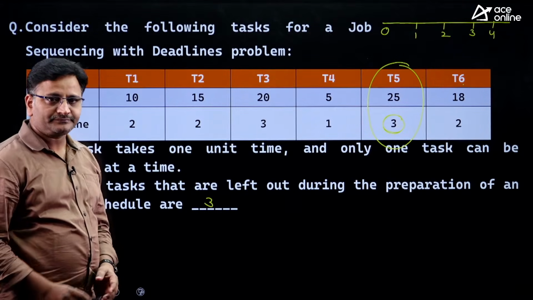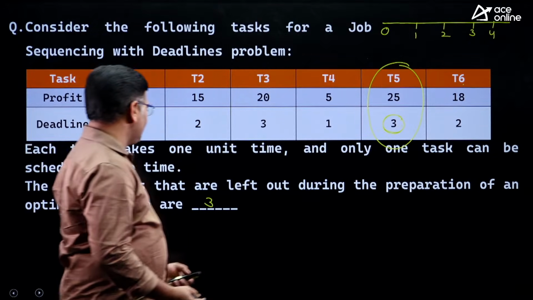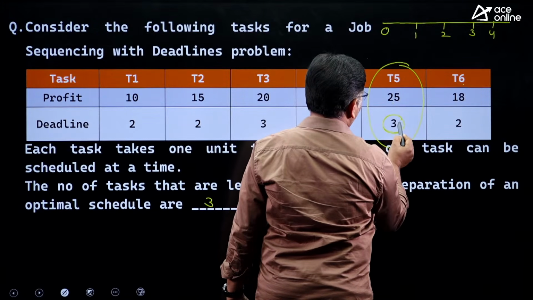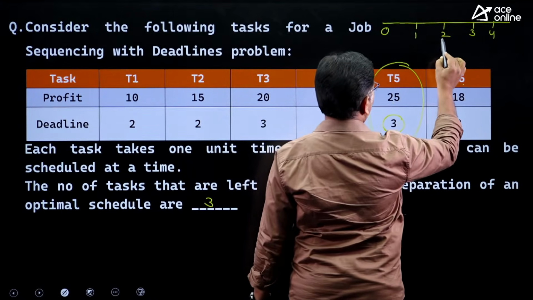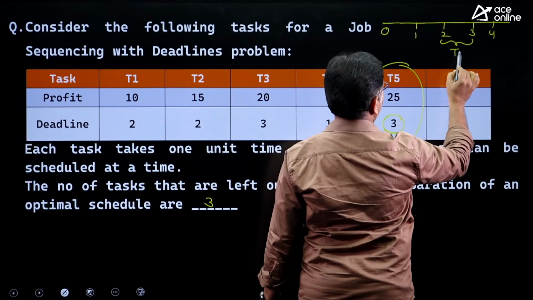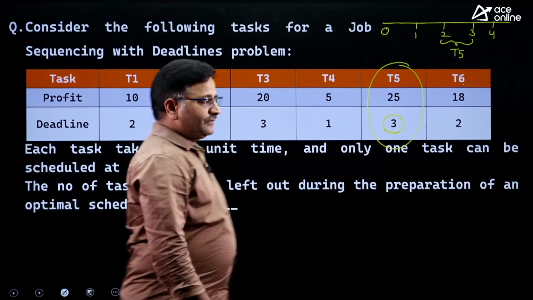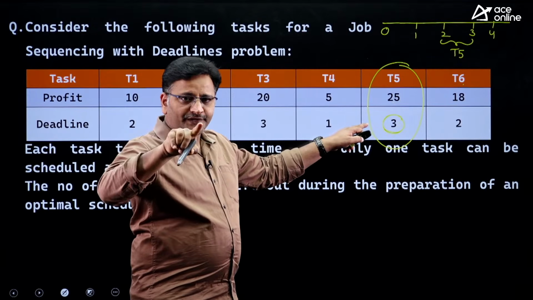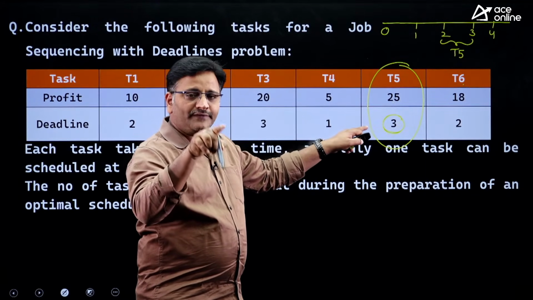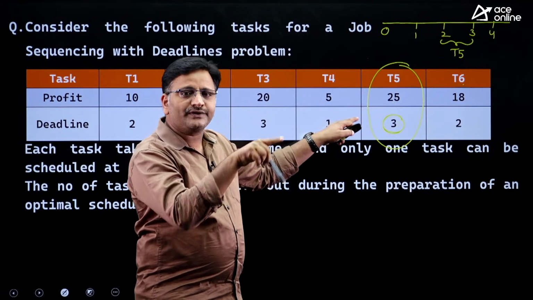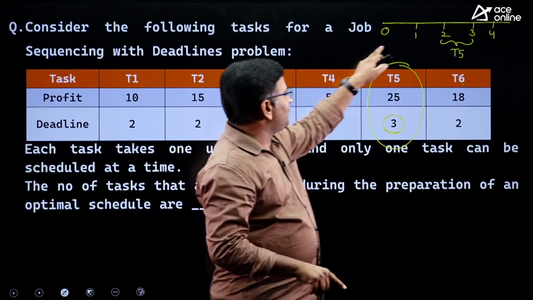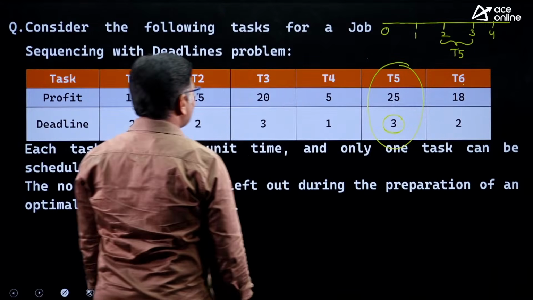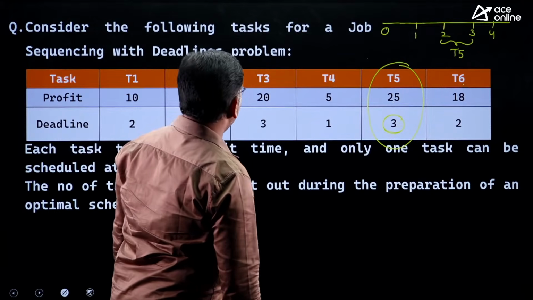Or else let me give only a quick explanation. The maximum profit is 25, deadline is 3. If the deadline is 3, you can process between 2 to 3, friends. This is the logic which I explained. If that slot is not free, then go to the 1 to 2 slot. If that slot is also not free, then go to the 0 to 1 slot. Here also, if you are unable to process, then leave that job, or leave the task. Afterwards, consider the next maximum profit, that is T3.